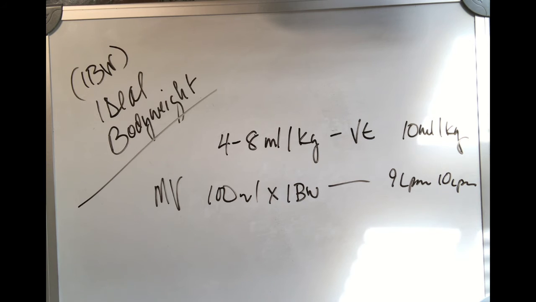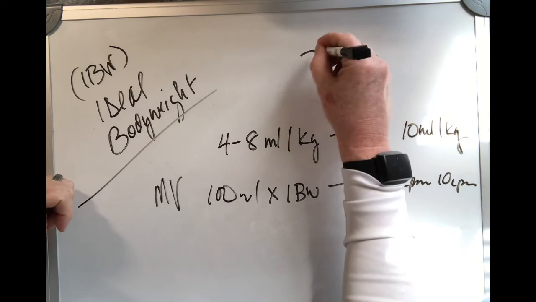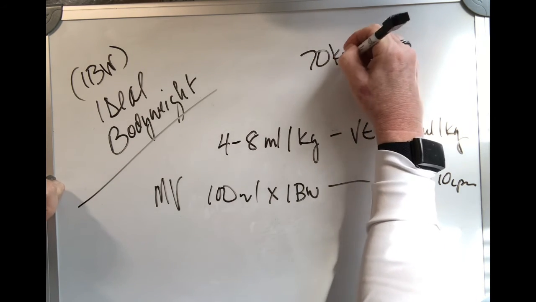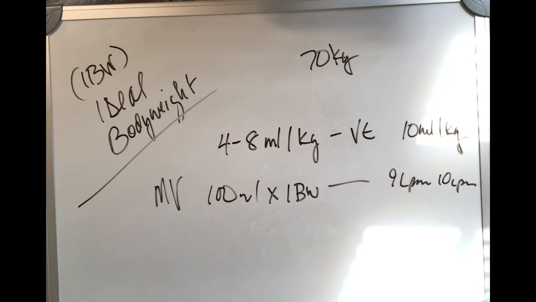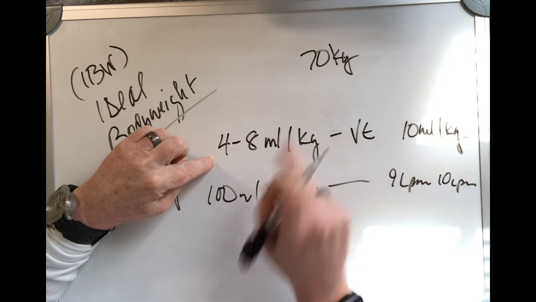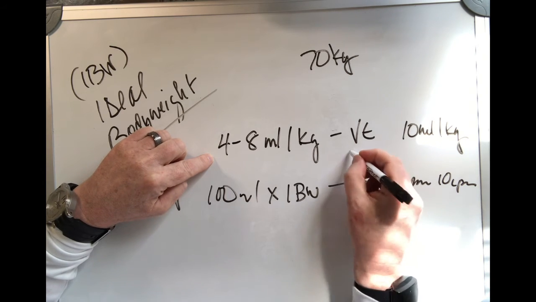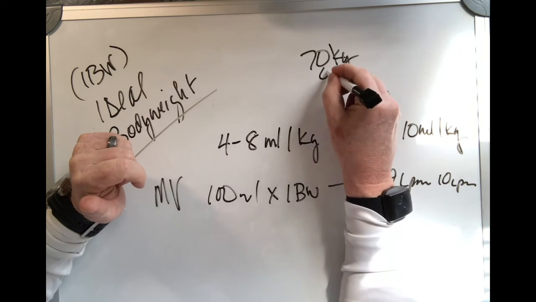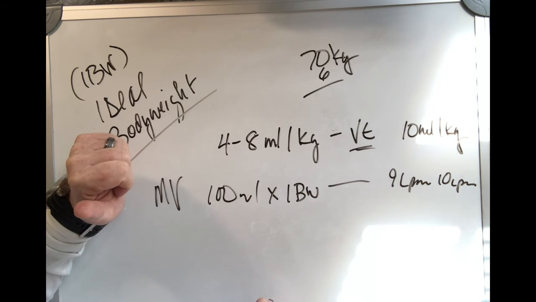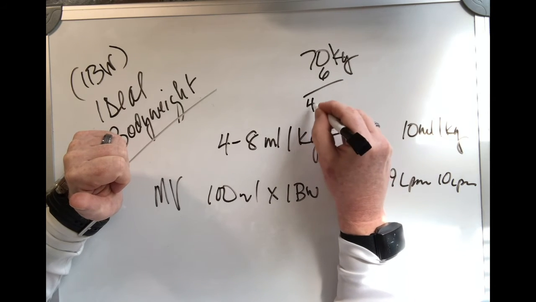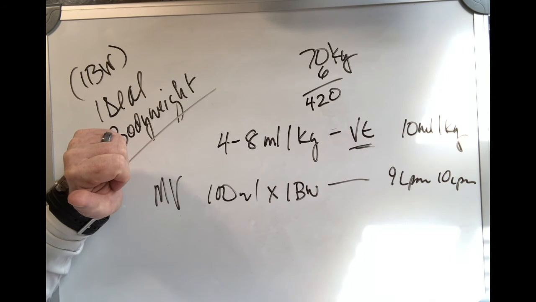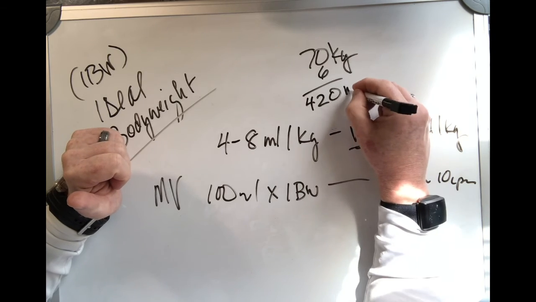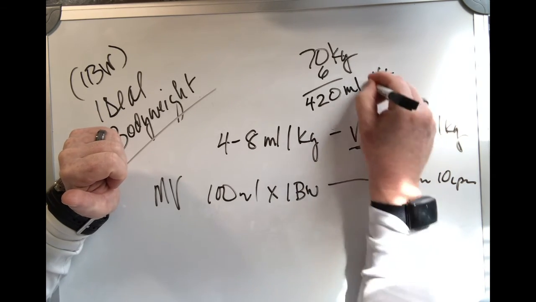So what does that mean? Let's just take a real quick look at this. If my patient's ideal body weight is 70 kilos, so I have a 70 kilo patient, I've already done all the math, then I can be anywhere from 4 to 8 mLs times 70, which is going to give me my tidal volume. If I go 4 to 8 mLs, let's just use 6. 6 is kind of a common, 6 mLs per kilogram. 6 times 7 is 42. That's going to give me 420 mLs as my tidal volume.